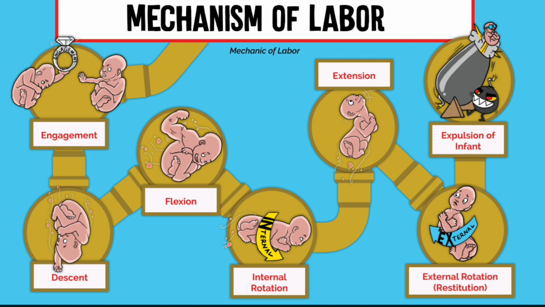Then we will move to the mechanism of labor. For the mechanism, we have some important headings, and based on that, we will explain everything. The first mechanism is descent. Second is engagement. Third, neck flexion. Fourth, internal rotation. Fifth, crowning. Sixth, extension of the head. Seventh, external rotation and restitution. And the last one is lateral flexion or delivery of the shoulder. These are all the points we have to remember.